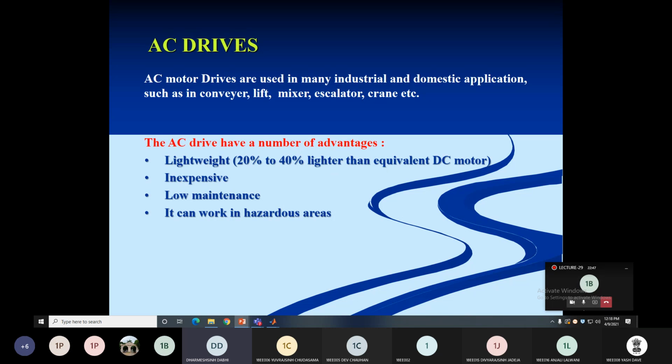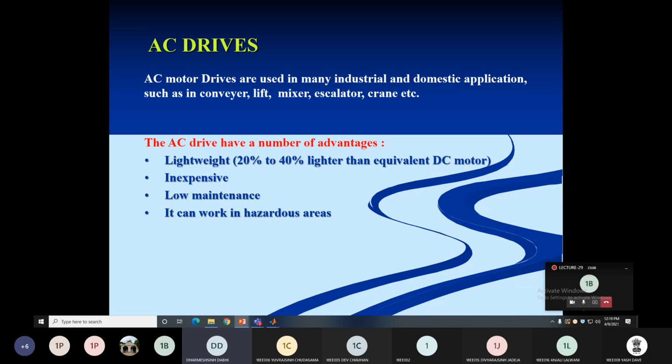where DC motor cannot work in this type of area, because as you know, in the DC motor there is sparking at the commutator. So if you use the DC motor in such areas like chemical plants or petrochemical plants, then it will create a large hazard to the industries.